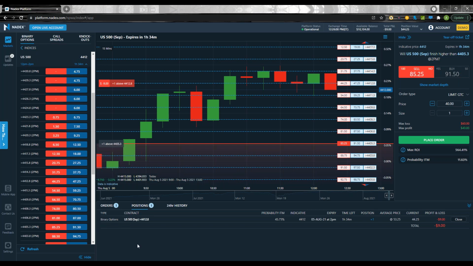This is going to be the contract name. So this is US 500. The September here, again, is just going to be the rollover month. It's not something you really need to worry about unless maybe you're looking at a chart off of our platform. Then you should make sure you get the right rollover month to look at.